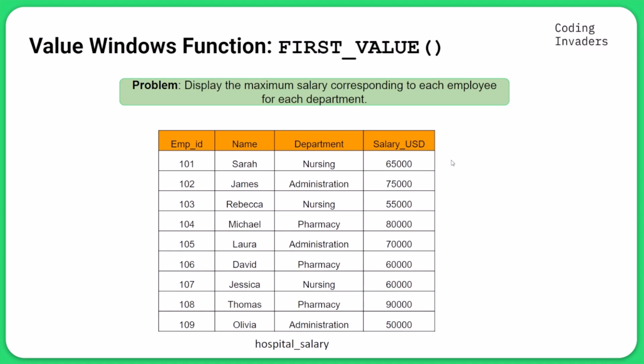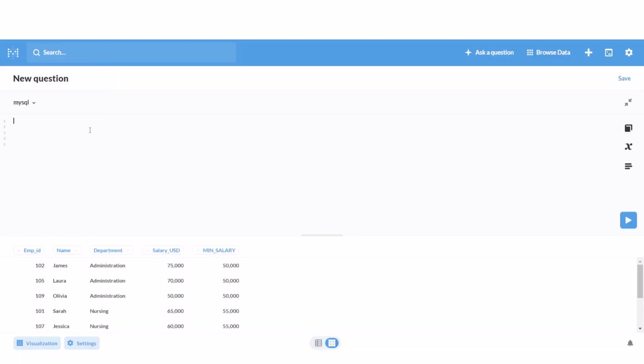Now for each row within this department, for each employee, we want to have 65,000. For Sarah, we would have 65,000 in a new column, let's say first value. For Rebecca also, it will show 65,000 in this column. And for Jessica also, it will show 65,000. Let's see this with the code. So we will move back to Metabase again.